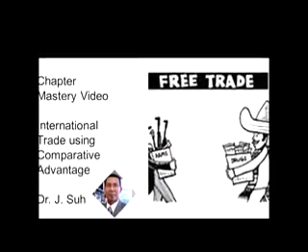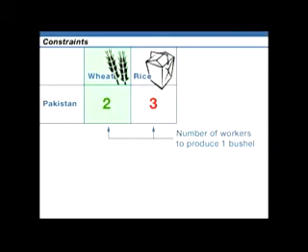Let's look first at the country of Pakistan, and we'll suppose that Pakistan uses one input, labor, to produce two outputs, two agricultural products, wheat and rice. We'll begin with a description of Pakistan's technology. Suppose that the unit labor requirement for producing one good, wheat, is 2 workers. That is, in Pakistan, it takes 2 workers to produce 1 bushel of wheat.